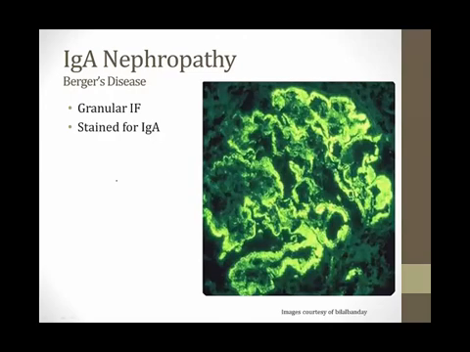Just like in post-streptococcal glomerulonephritis, we have a granular immunofluorescent staining pattern in this disorder. What's different, however, is that if you want to see the granular pattern, you must stain for IgA. In post-streptococcal glomerulonephritis, we stained for IgG and C3, and we saw a granular appearance. In this disorder, you must stain for IgA to see the granular immunofluorescence.